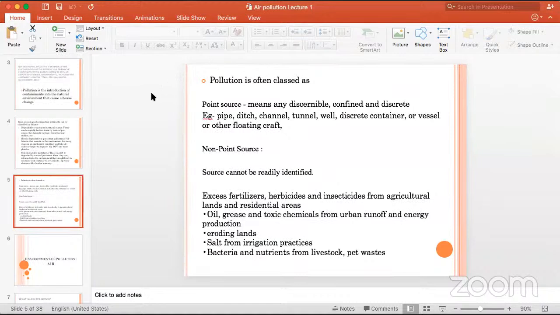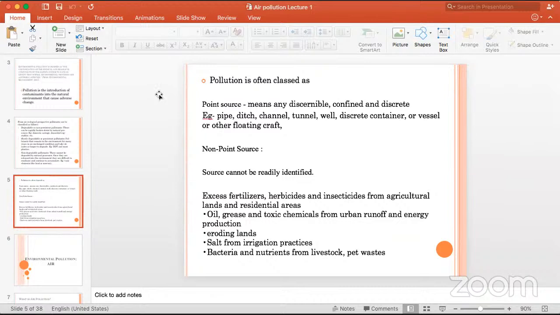Pollution is often classed as a point source, which means any discernible, confined, and discrete source. Example: pipe, ditch, channel, tunnel, well, discrete container or vessel or other floating craft. And non-point source, a source that cannot be readily identified. Example: excess fertilizers, herbicides, and insecticides from agricultural lands and residential areas; oil, grease, and toxic chemicals from urban runoff and energy production; eroding lands; salt from irrigation practices; bacteria and nutrients from livestock and pet wastes.